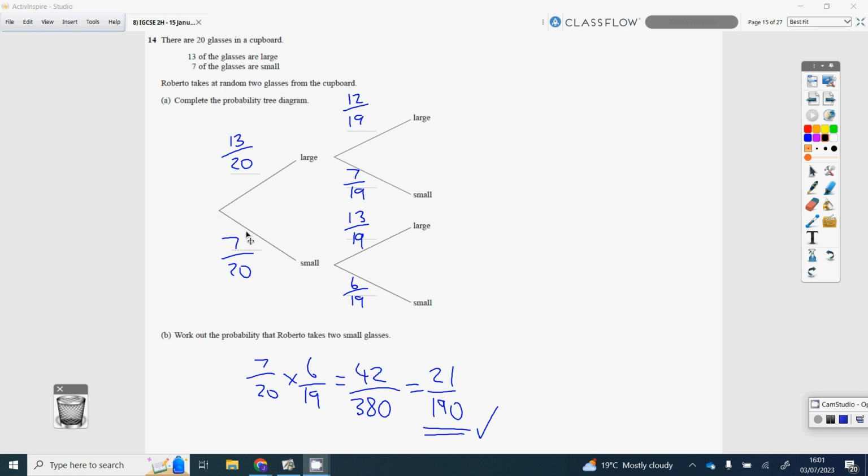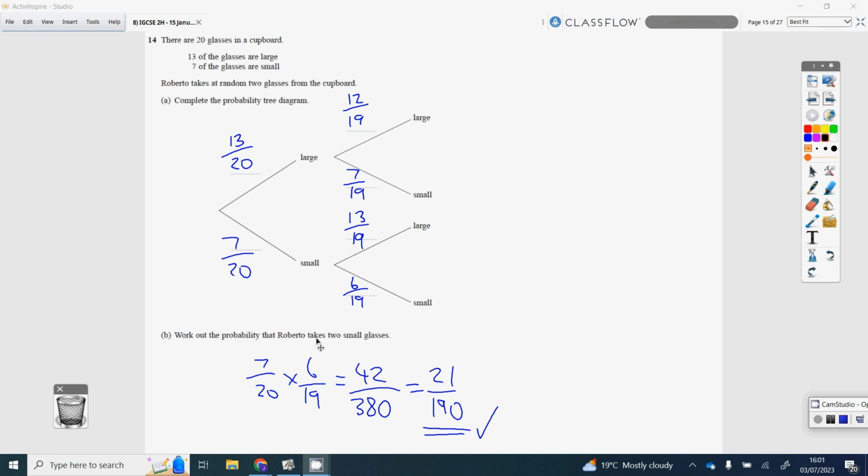Now, assuming you picked a small glass first of all, down here, what's the chances with your second pick of getting a large glass? Well, you haven't taken a large glass yet. So there's still 13 of them. So 13 out of 19. And then a small glass, given you picked a small glass with your first pick. Well, if you've taken a small glass already, there's only going to be six left in the cupboard. So that would be 6 out of 19.